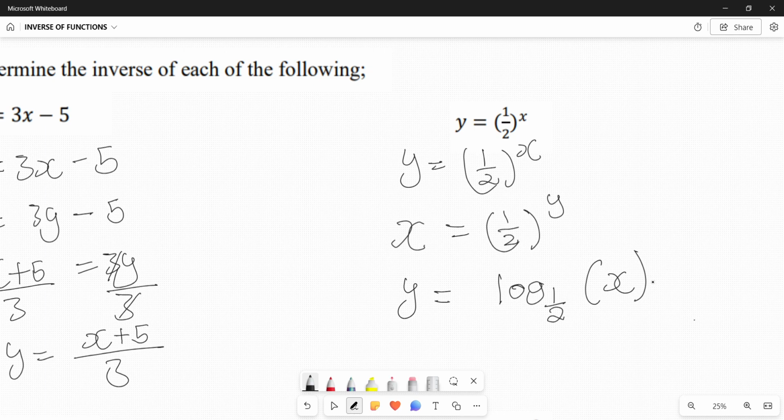It is the inverse of our function y equals half to the power of x. So that's how you can find the inverse of an exponential function.